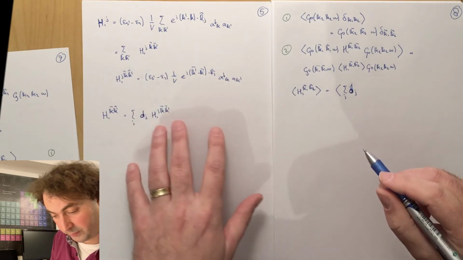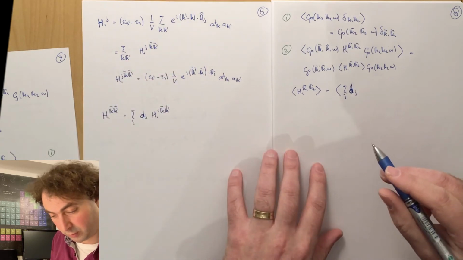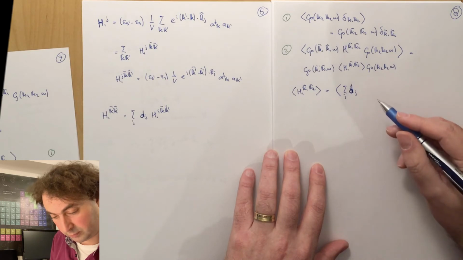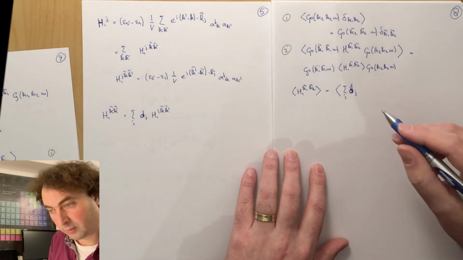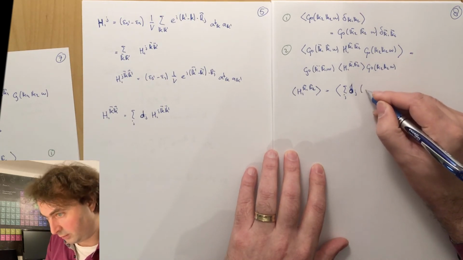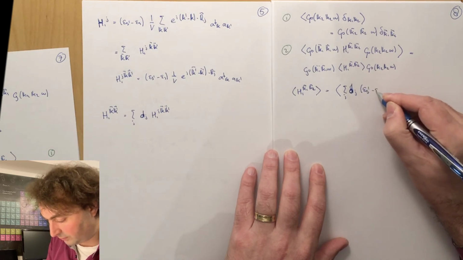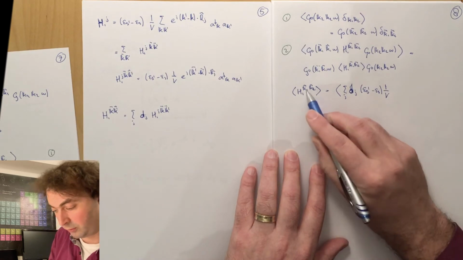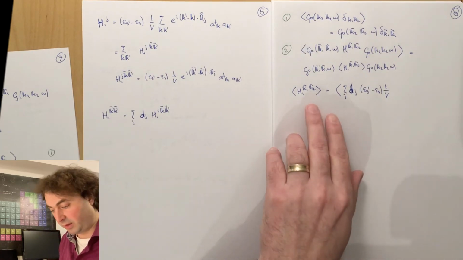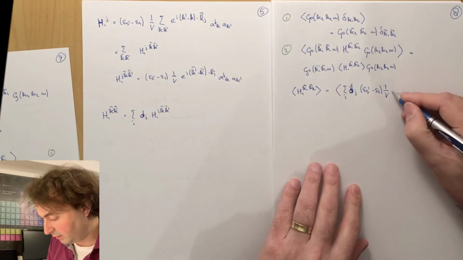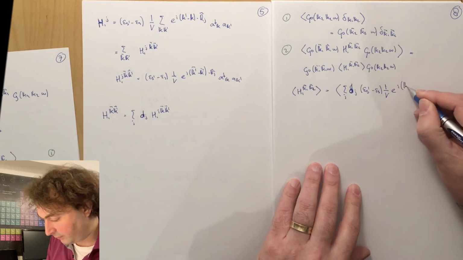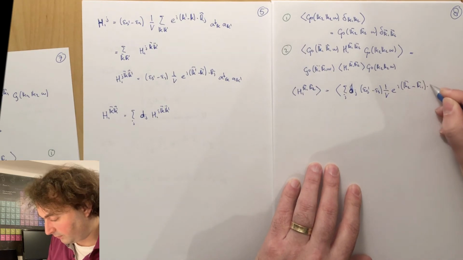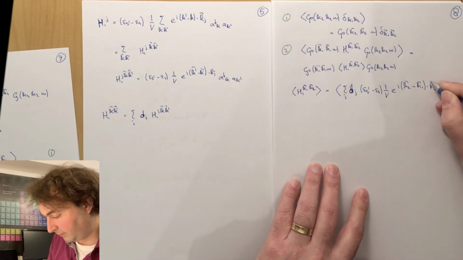which is a sum over all k vectors, which is the impurity potential, 1 over V. It's not a sum over all k vectors because I look at a specific case going from k2, k1, e to the i k2 minus k1 dot rj.